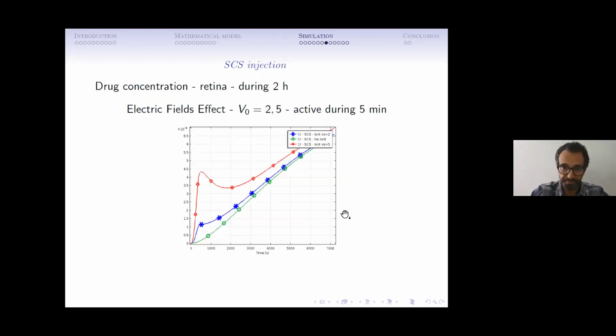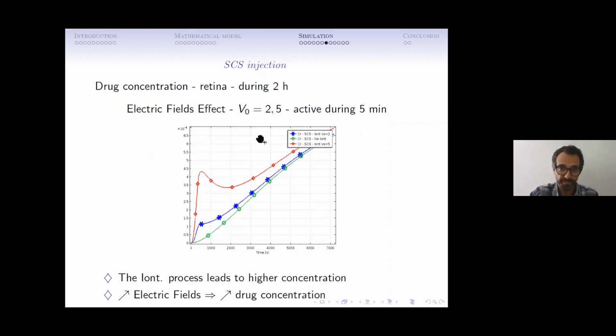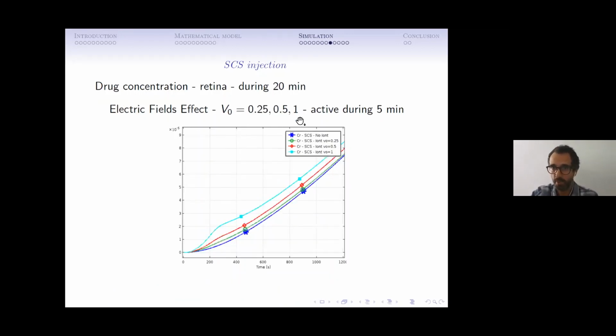In this case, I'll show you the mean concentration along 2 hours when we consider the electric field only active during 5 minutes for different voltages, and we can see that the iontophoresis process leads to higher concentration inside the retina. On blue and on red color, we have the iontophoresis active, and on green, we don't have the iontophoresis process. The same for the voltage.